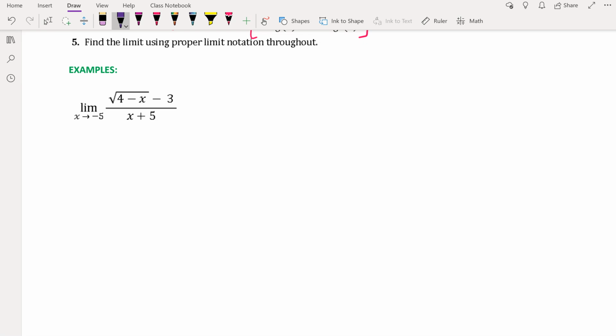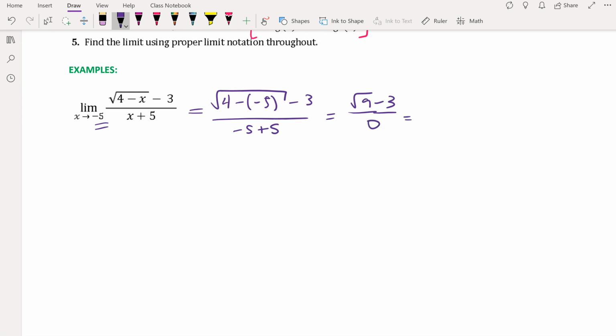Now, you may start taking the limit. You may go, okay, I'm going to take this limit equals, and then you say square root of 4 minus negative 5, minus 3, over, I'm substituting right now, just plugging in negative 5 for x. And then we get square root of 9 minus 3 over 0 equals 3 minus 3 over 0 equals 0 over 0. All right, don't write this yet. You may write this on the AP exam.